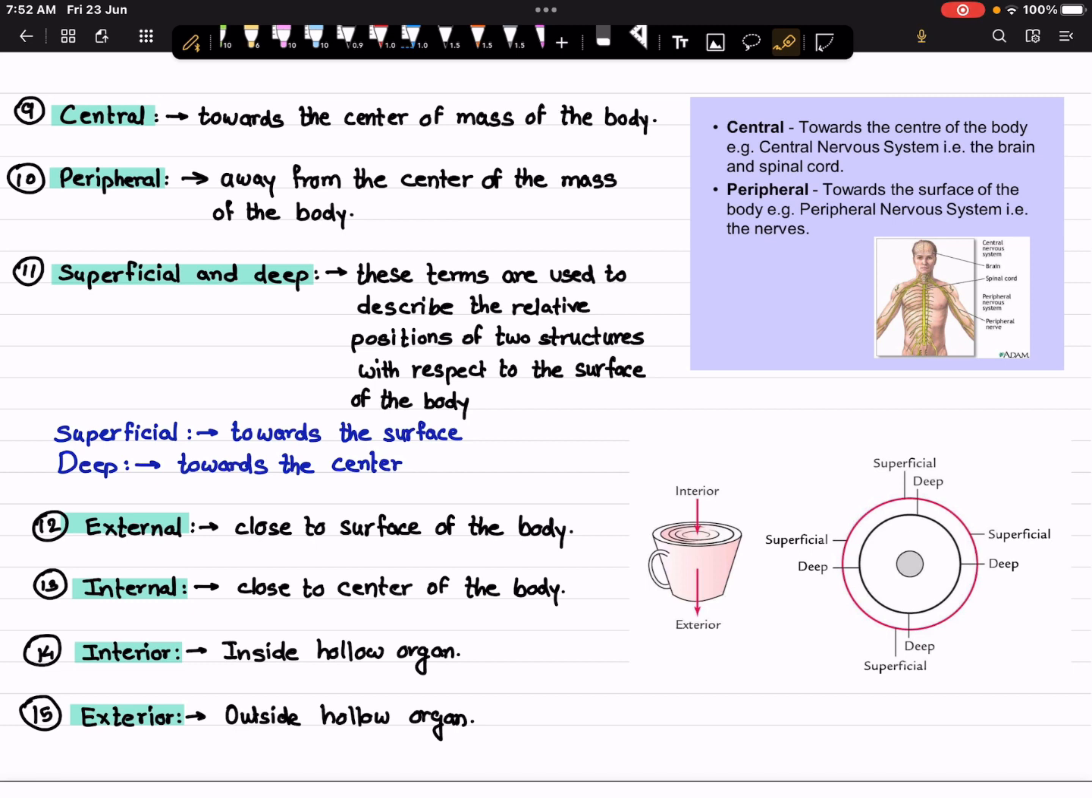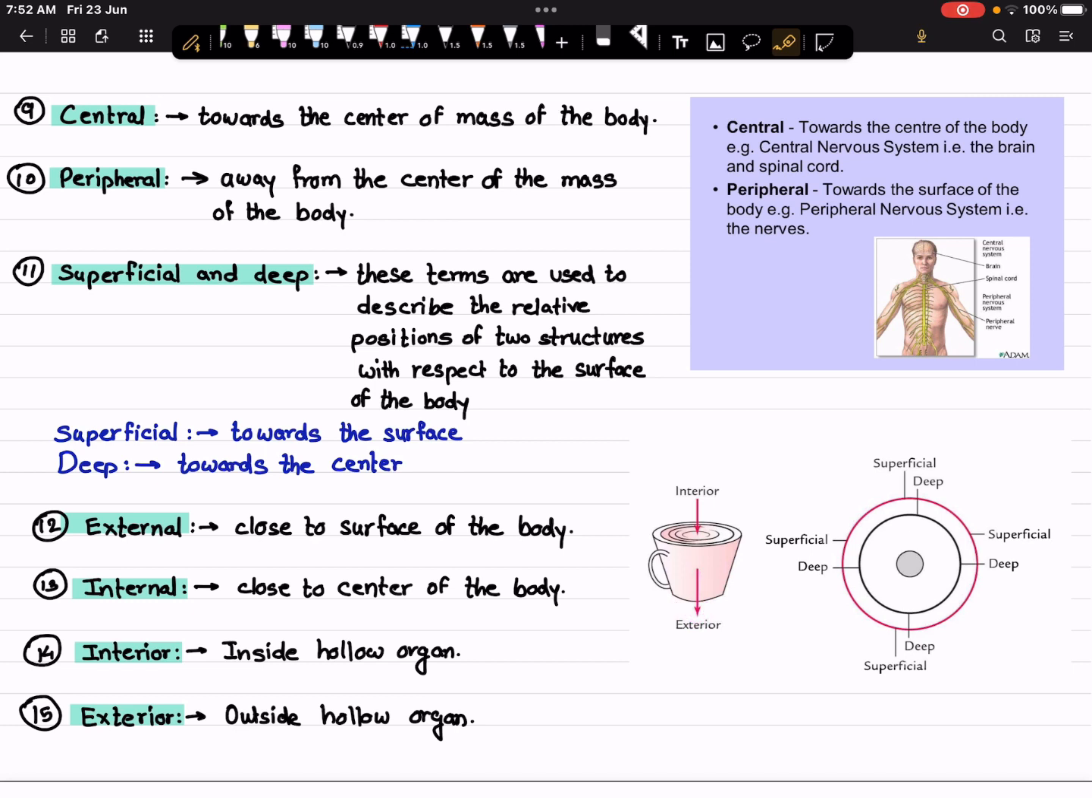Now when it comes to interior and exterior, these are the two terms which are related to hollow organs. All right, what are hollow organs? Hollow organs are nothing but our gastrointestinal system, because they are tube-like hollow structures passing through our body. So anything inside a hollow organ is interior and anything outside a hollow organ is exterior. This cup is a hollow structure right now given here as a prototype. Anything which is inside it is interior and anything which is outside it is exterior.